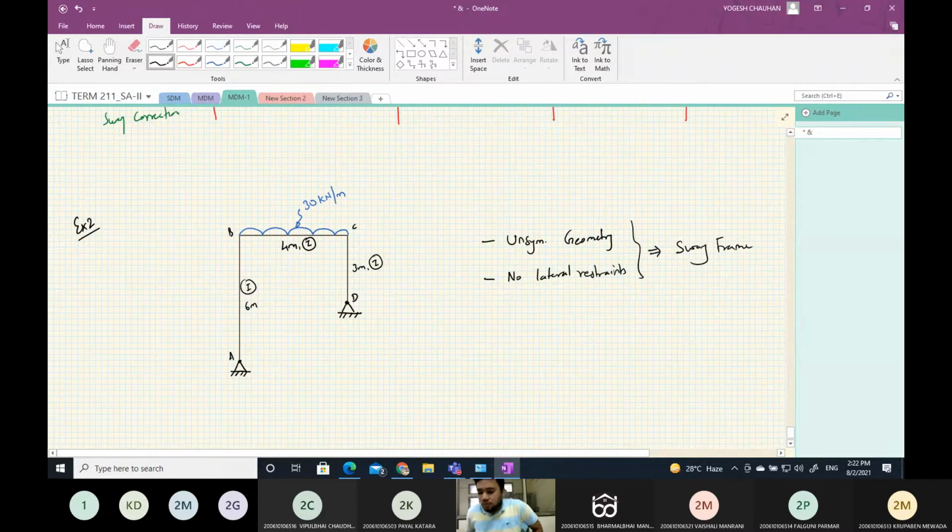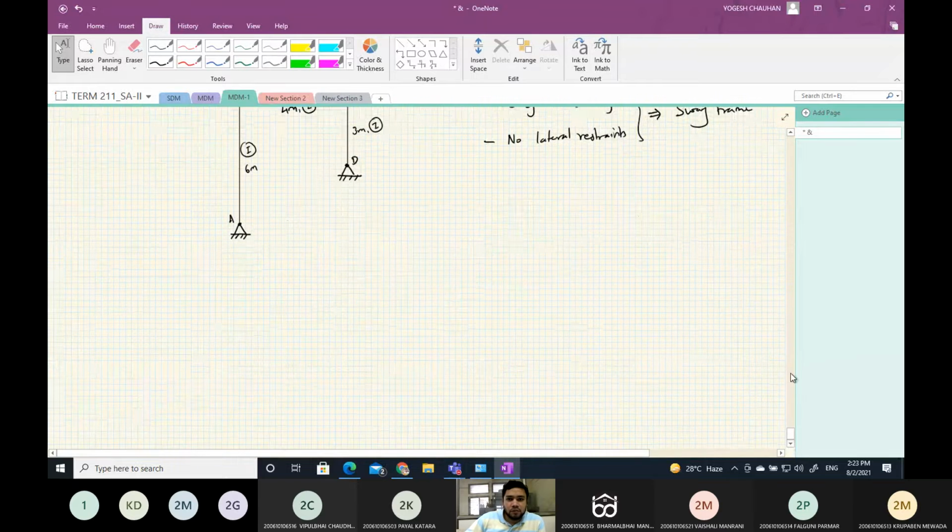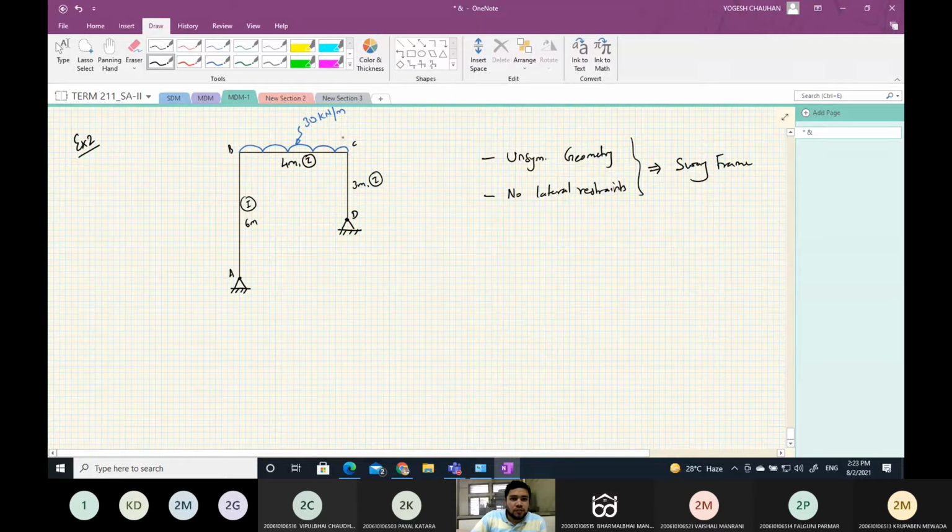Okay. So for sway frame, we first analyze the frame assuming a fictitious lateral support and carry out the analysis considering the frame as a non-sway frame. So first step is non-sway analysis, assuming fictitious support at C. Let us say at least at C.